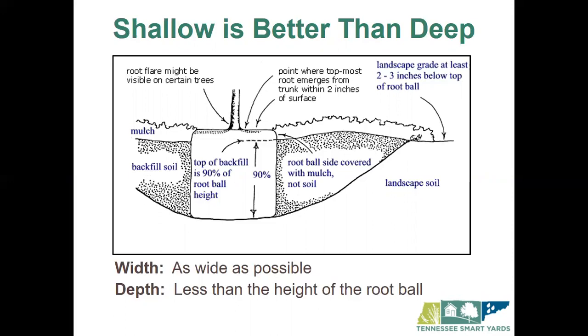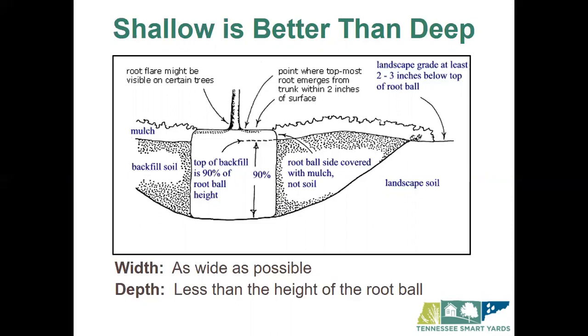At the top, the root ball sides should be covered with mulch, not soil. We want mulch pulled away from the trunk, because if we have mulch piled on top of the bark of the tree, the mulch over time will start composting. So we're going to be composting our live tree if we leave it in a lot of mulch.